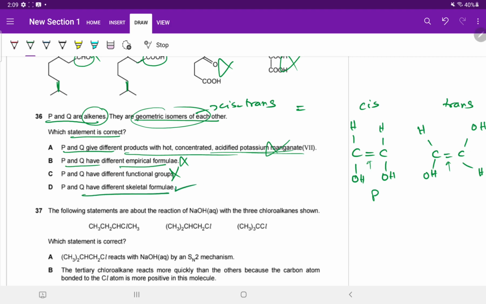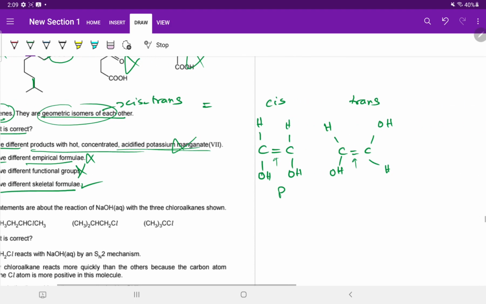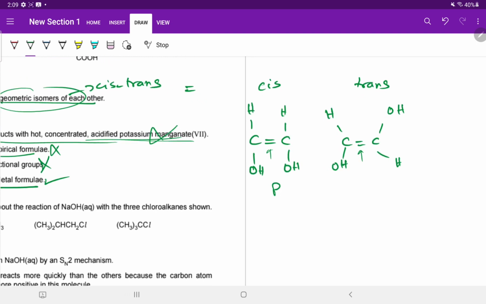P and Q have different skeletal formulas. Yeah, this is correct. This is because, once again, let's take a look at these two skeletal formulas. Over here we have two carbon, so two carbon 1 and 2.